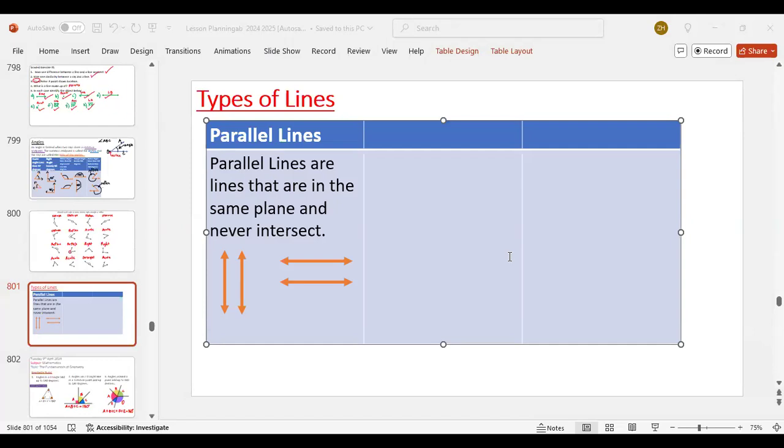Can you read the definition of parallel lines? Parallel lines are lines that are in the same plane and never intersect. Same plane and never intersect. What do we mean by the same plane? Do y'all know what I mean by the same plane? In one direction, same spot. No. Is that a type of shape? No, so let me show you. You have different planes.